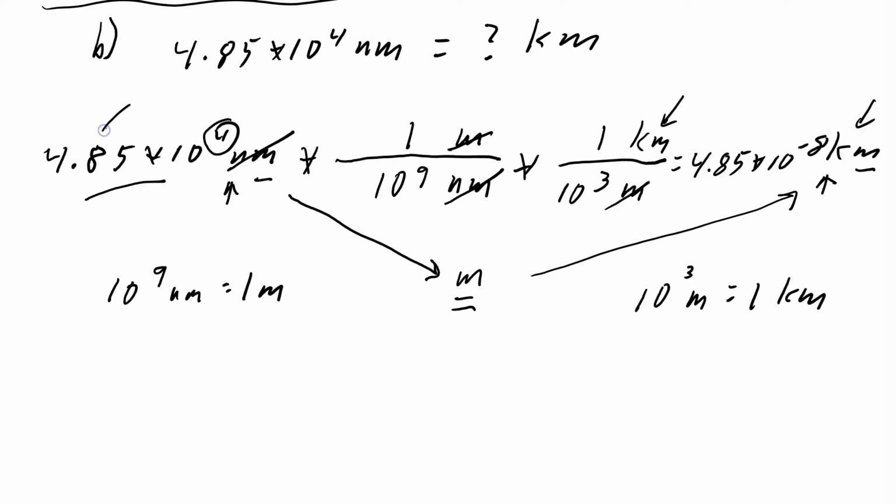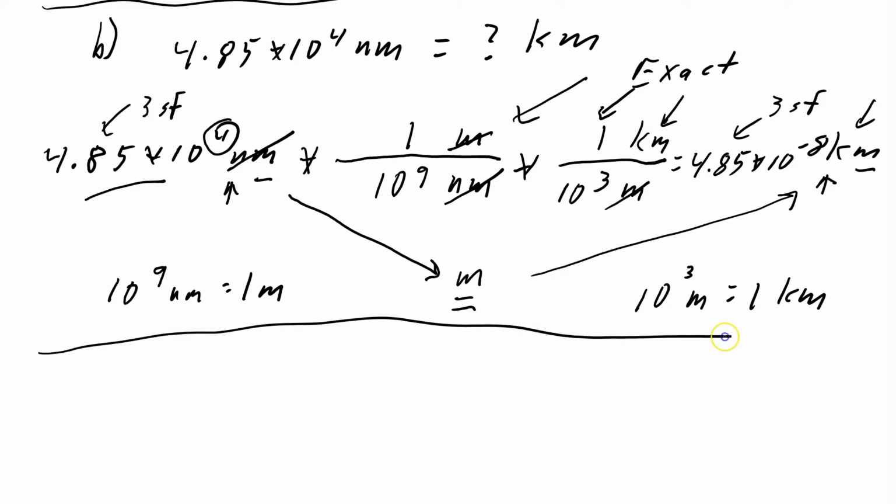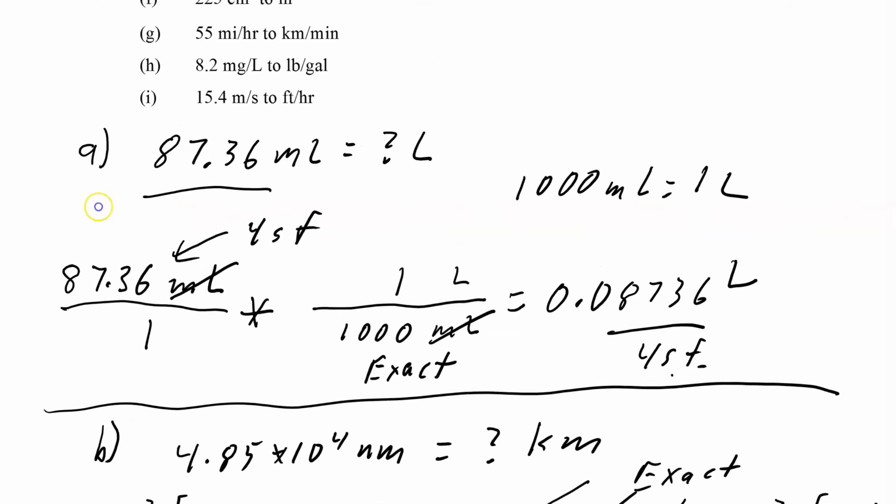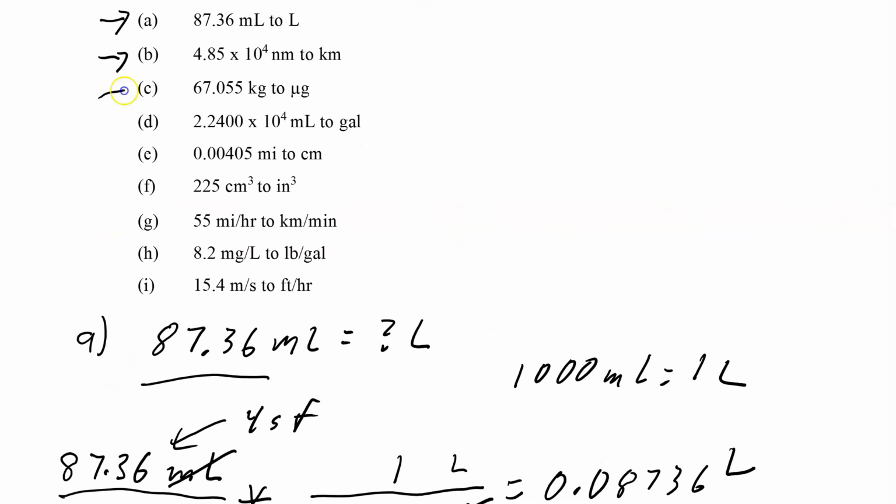Again, we've got 3 significant figures in our answer. We've got 3 significant figures in our starting unit. Both of my conversion factors are exact numbers, as always when we're within a metric system. So my answer is going to be rounded as it is to 3 significant figures. Let's move on to C. Draw a line, and we'll scroll up and see what question C is asking us to convert.